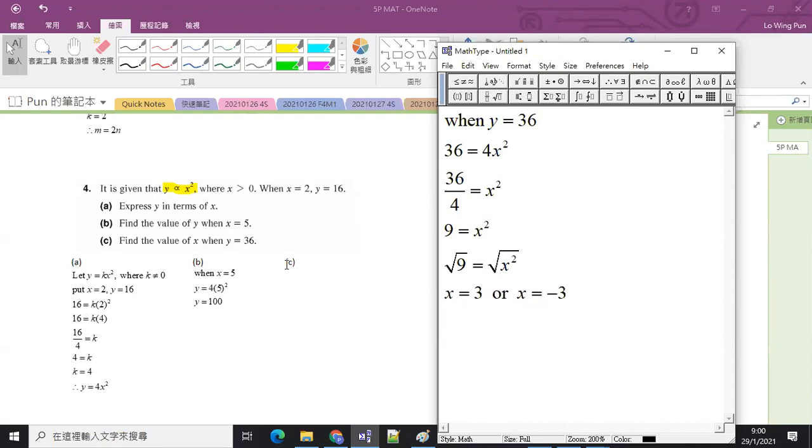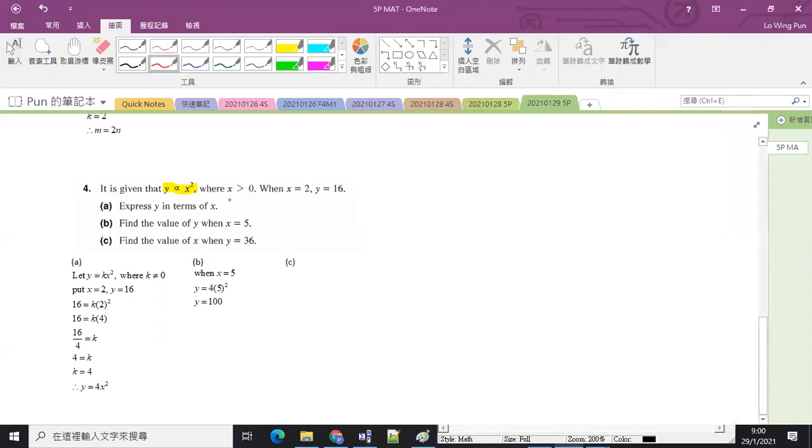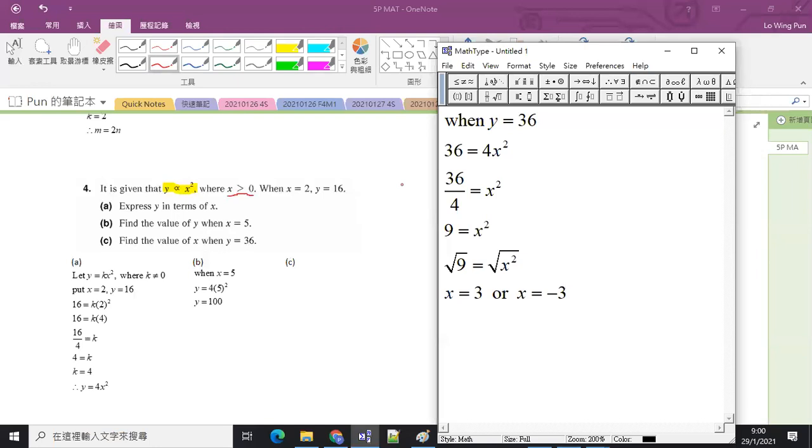x is equal to 3, or x is equal to -3, one positive, one negative. But there is one more information given by the question. Can you see this? x is larger than 0. So the negative number should be rejected.